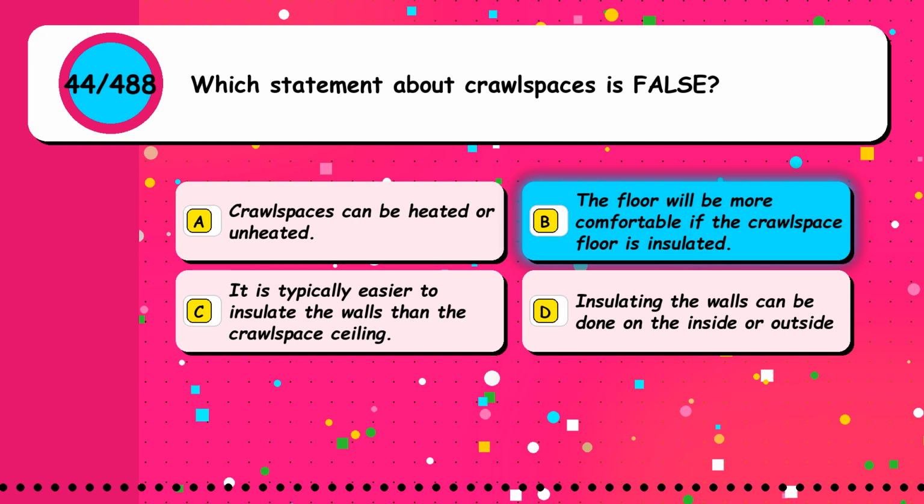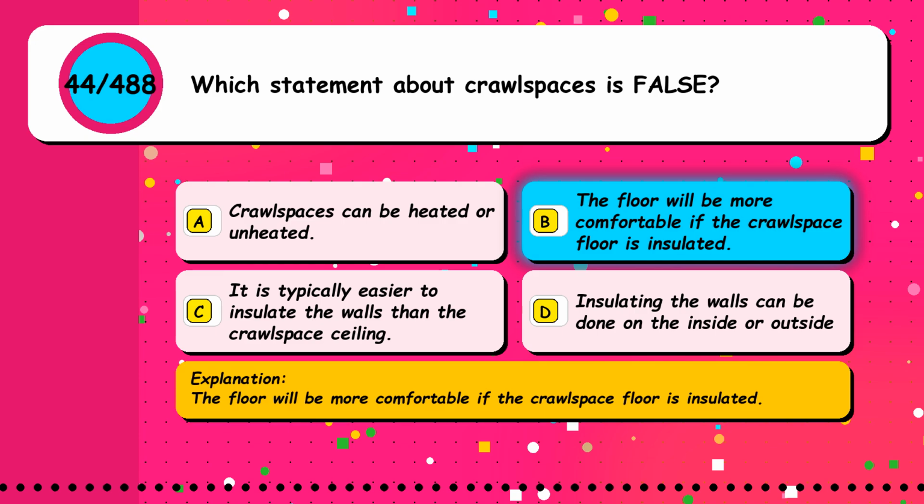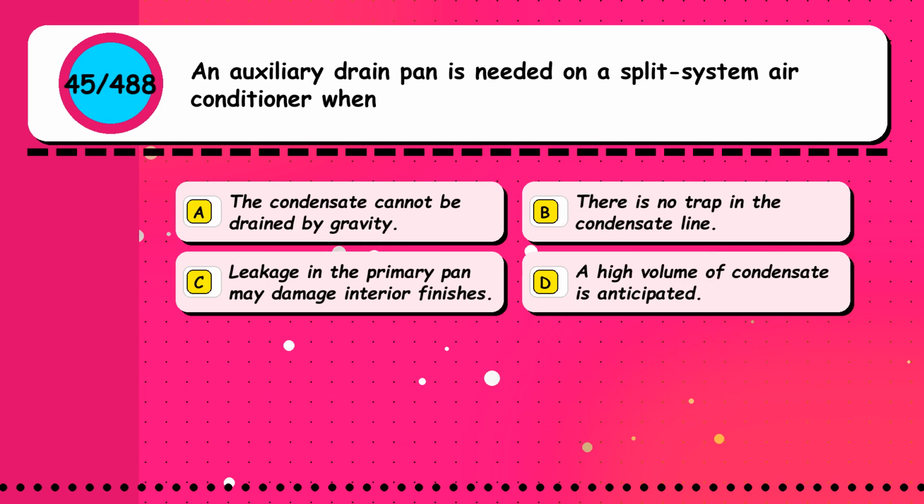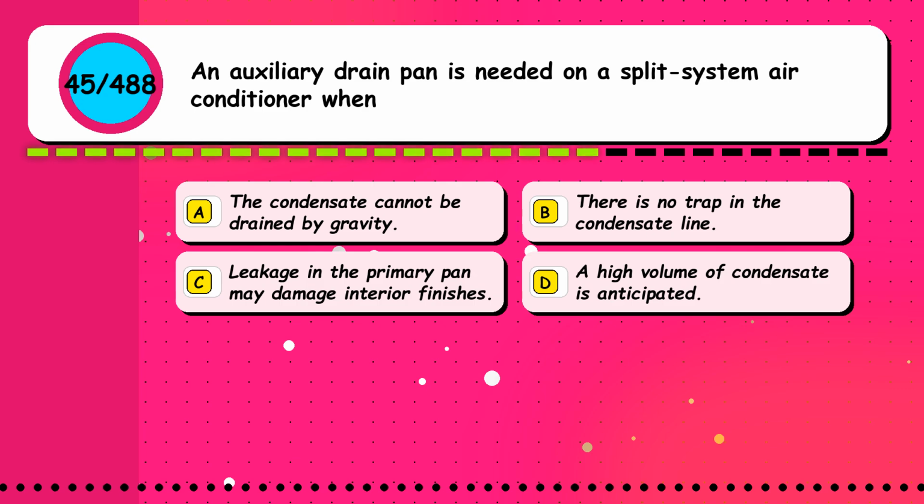The correct answer is option B, the floor will be more comfortable if the crawl space floor is insulated. Question 45. An auxiliary drain pan is needed on a split-system air conditioner when: Option A, the condensate cannot be drained by gravity. Option B, there is no trap in the condensate line. Option C, leakage in the primary pan may damage interior finishes. Option D, a high volume of condensate is anticipated.